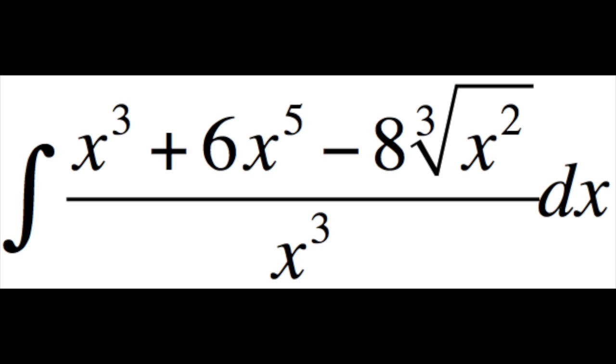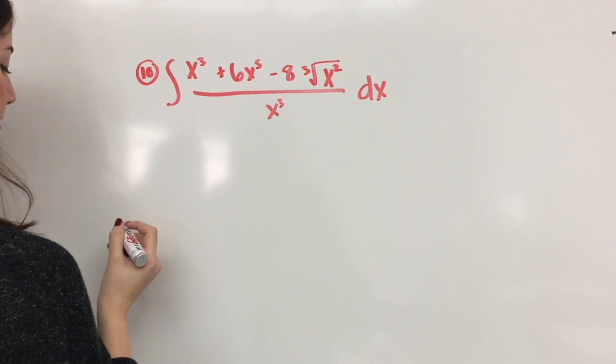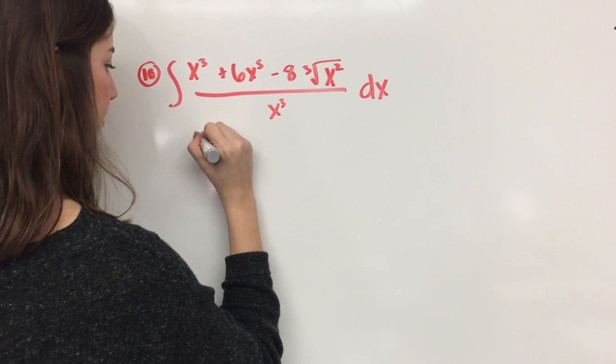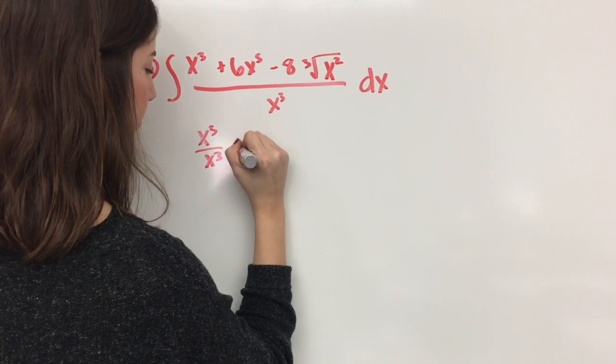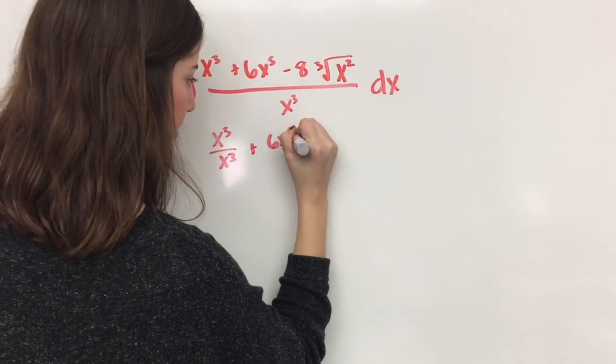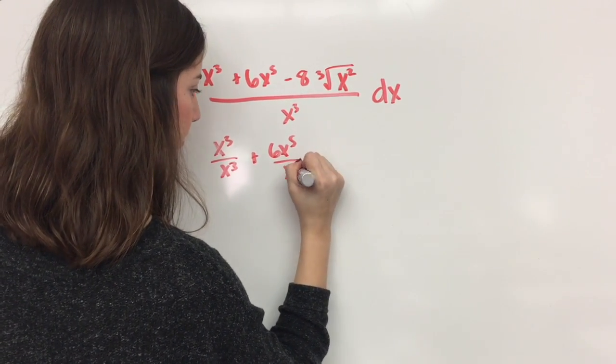Problem number 10. Integrate the following equation: x cubed plus 6x to the fifth power minus 8 cube root of x squared, all over x cubed, times dx. So the first step is to divide each term by the denominator, in this case x cubed. So we will rewrite each term with the x cubed as denominator.